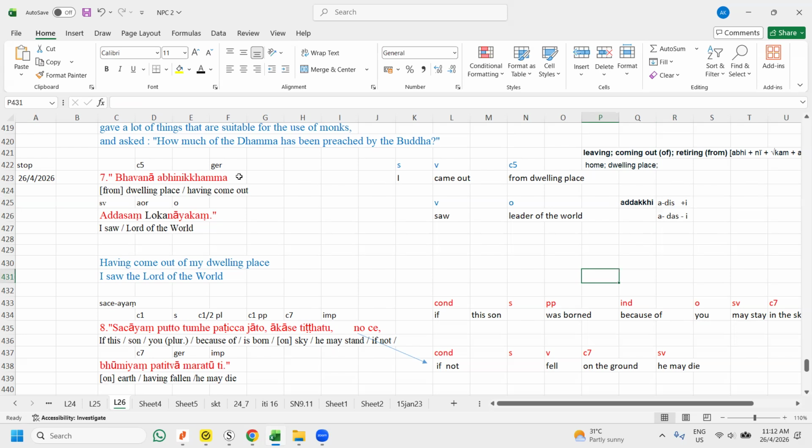So here, this I is taken from here. I having come out, that means I came out from a dwelling place. This plus this, having come out from the place. Okay, this line belongs to this part. Then Lokanayakang. Okay, Lokanayakang.